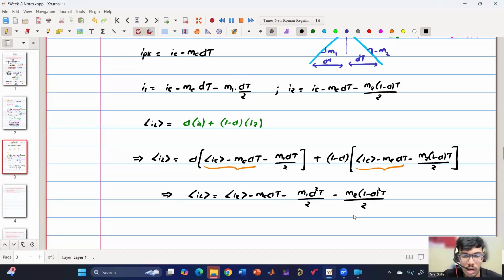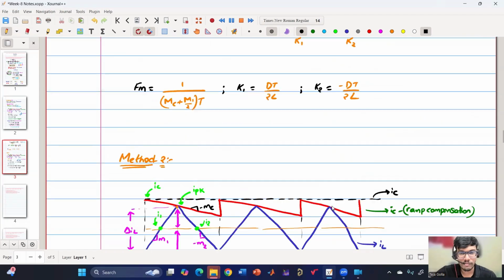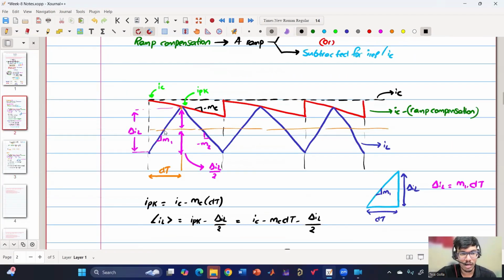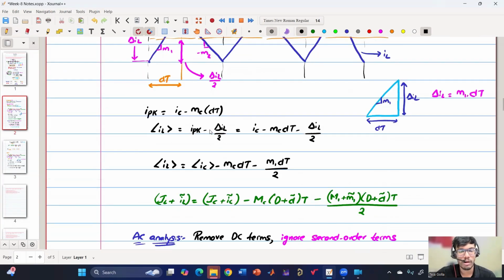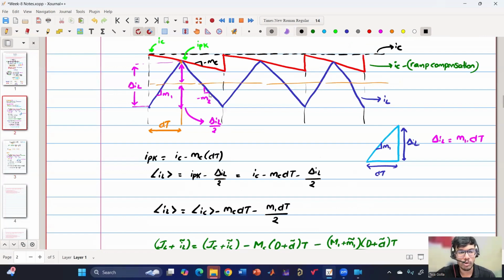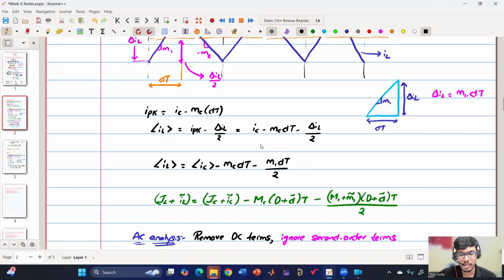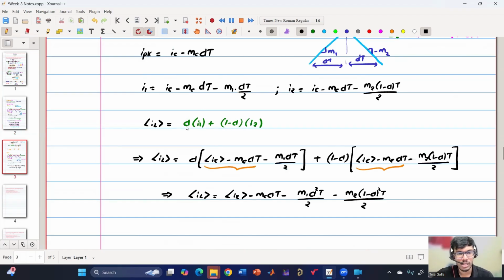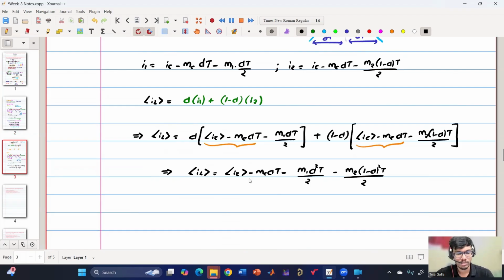So this is what we have gotten, which is slightly different from method one, because in method one, we only considered this midpoint as the average. But what if M2 can also change during this? It can be in transition. So we have considered the average on the left part plus the average on the right part, and then we have considered the overall average. That's why we have multiplied by D on the left side and 1 minus D on the right side. So is this clear?